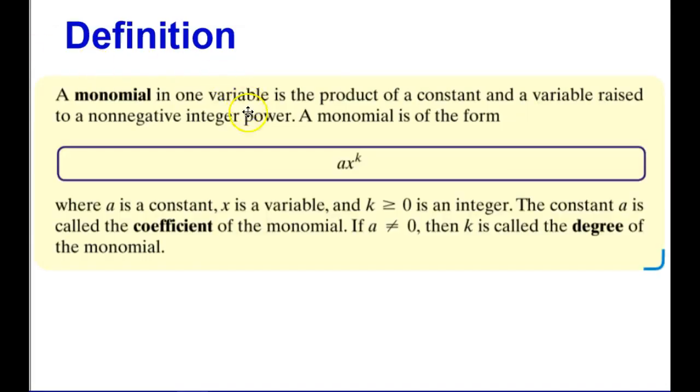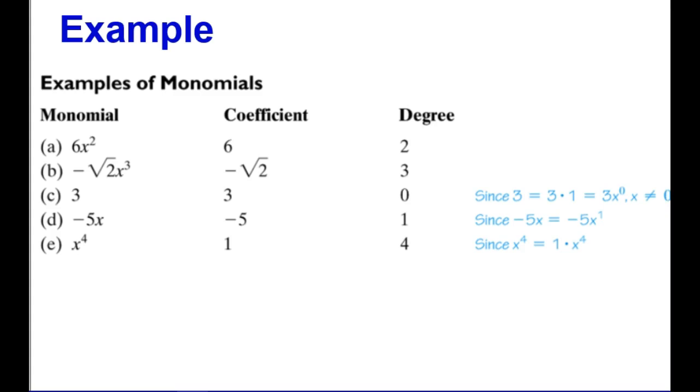So a monomial in one variable is the product of a constant, and our constants are kind of my ABC, and a variable raised to a non-negative integer power. So it looks just like a single term. K is greater than or equal to 0, and then we can look at the degree of that. Okay, so here are some examples. So my monomial would be 6x squared. The coefficient is always the number with that, and then the degree is going to be that exponent.